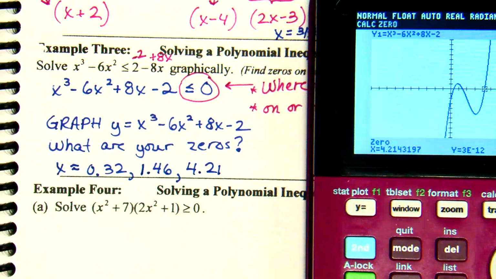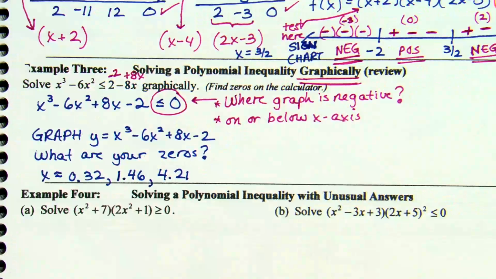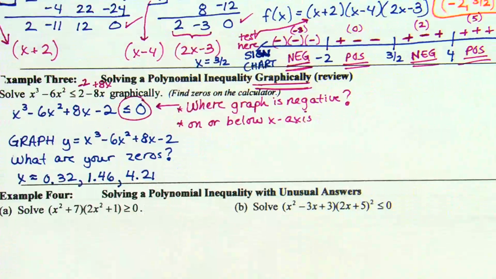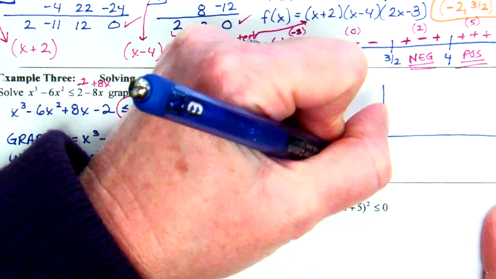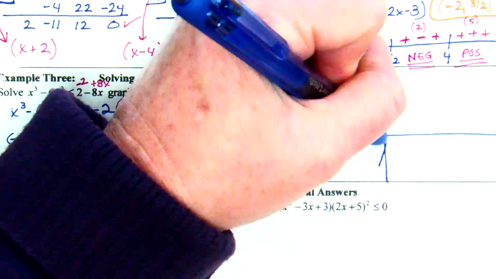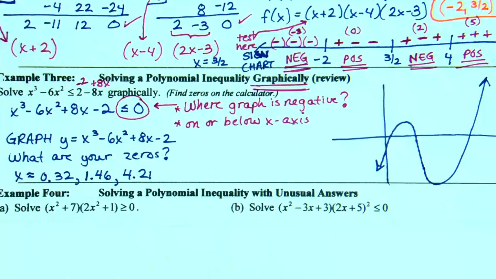Those are your breaking points. Those break up your positive and negative intervals. Now, I'm going to put a sketch here in my notes, and it can help you if you look back at it later. I'm just sketching what my graph looks like. It comes from down below, it goes up, goes back down. The graph looks something like this according to the calculator, right? The only reason I'm doing this is so that I have something to point at and circle. That farthest right x-intercept is 4.21. This one is 1.46. And that first one was 0.32.